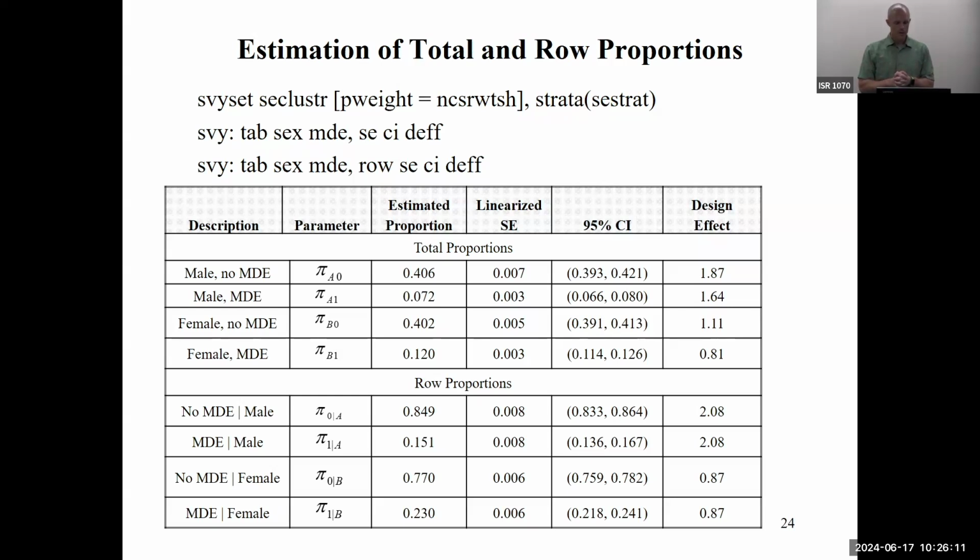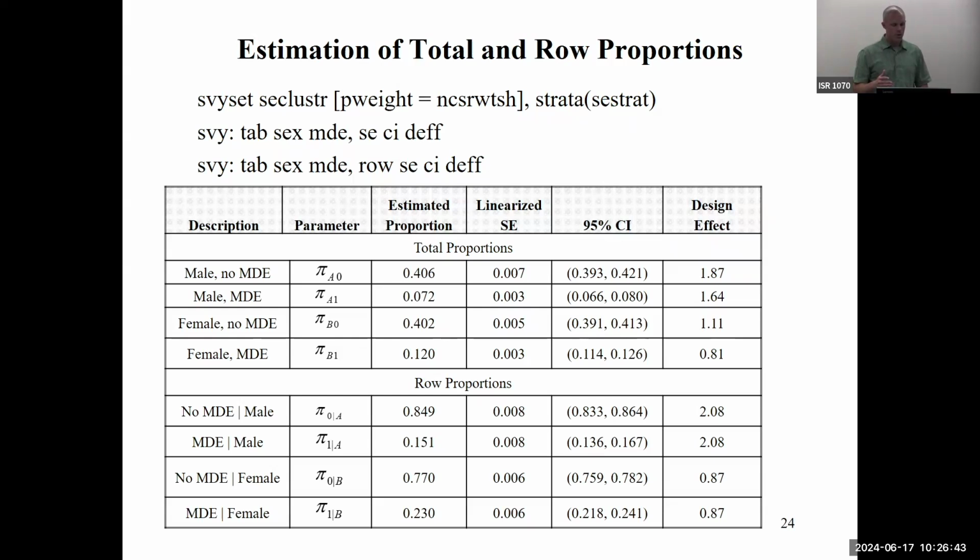Okay, so let's just look at that fourth proportion just to drive this point home. We estimate that 12% of US adults are females who have had a major depressive episode. That's that category of the overall population with a very precise estimate introduced by the complex sample design. So those are the total proportions. Let's look now at the row proportions and how we would interpret those.